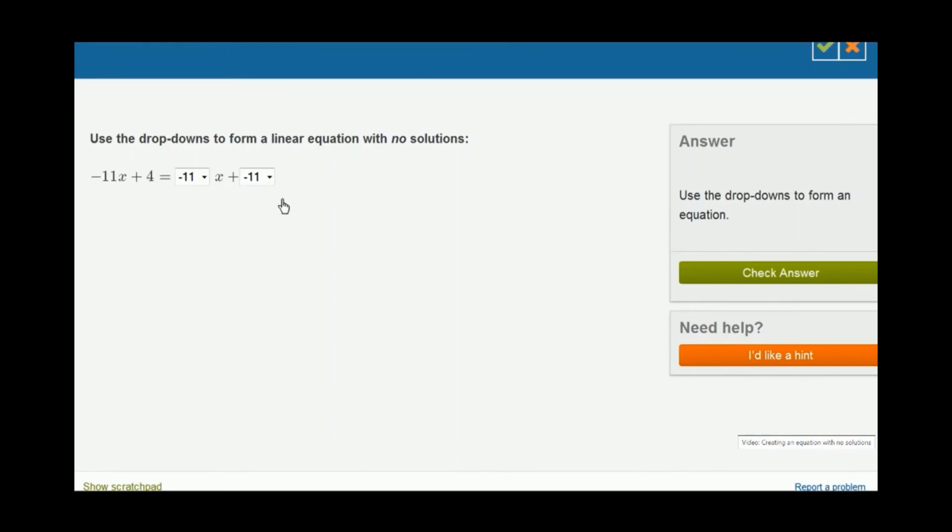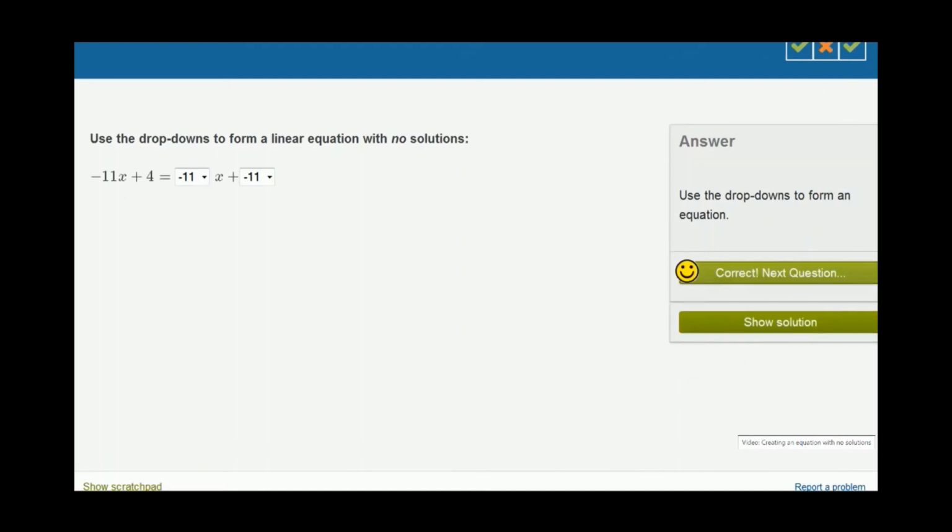Another way to think about it is, here we have negative 11 times some number, and we're adding 4 to it. And here we're taking negative 11 times that same number, and we're subtracting 11 from it. So if on one side you add 4, and on the other side you subtract 11, it doesn't matter what x you pick, there's no x for which that is going to be true. But let's check our answer right over here.